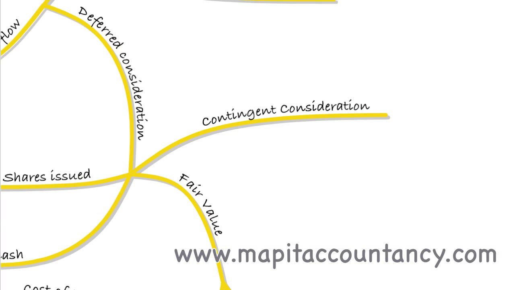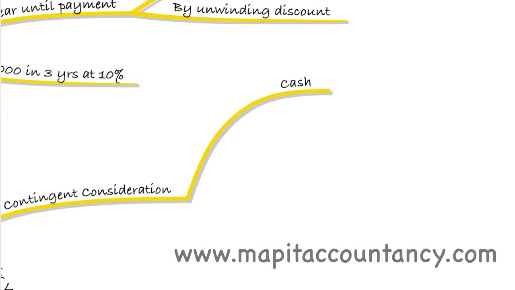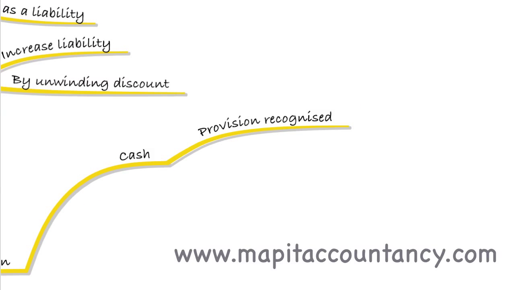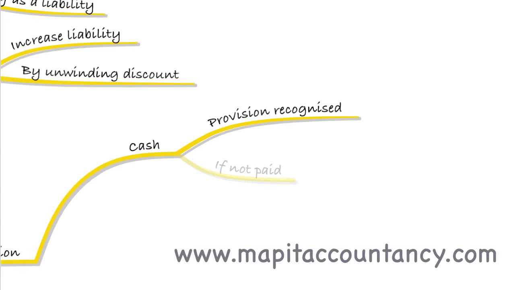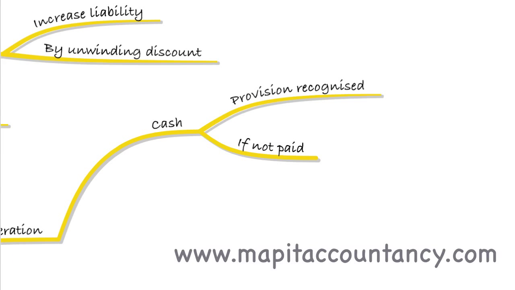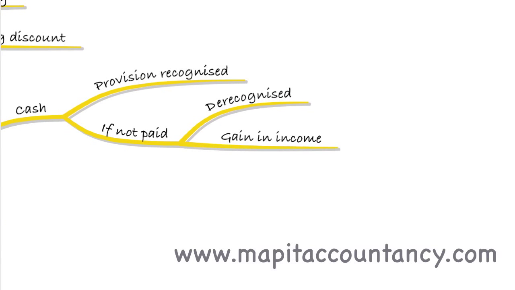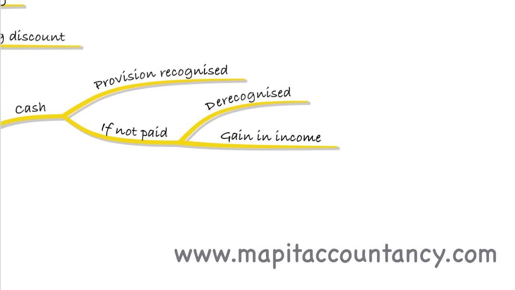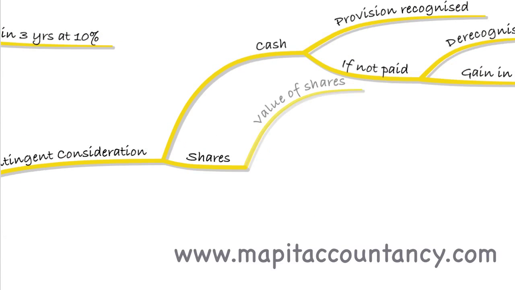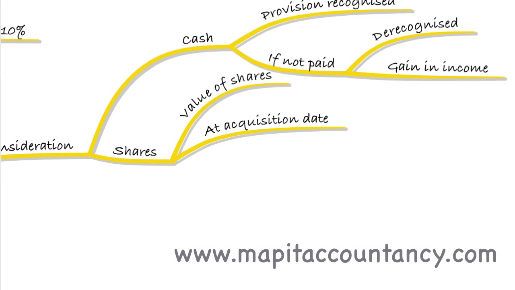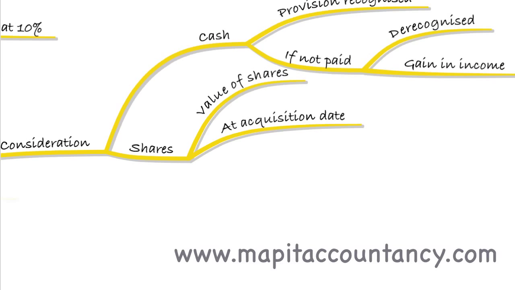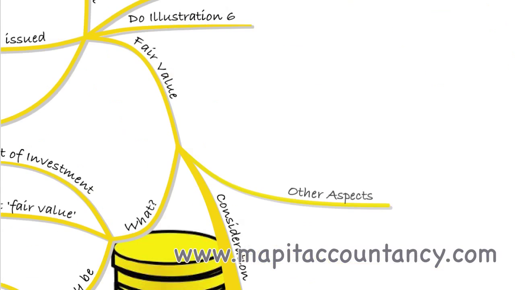We then went on to look at contingent consideration. Remember, contingent consideration is always brought into the goodwill working in full. So if it's cash, we bring in a provision in the statement of financial position. So we debit the goodwill working with the full amount of the contingent consideration, and then we recognise a provision. If we don't subsequently have to pay that consideration, we then de-recognise the provision and take the gain to income. We don't change our goodwill working. When it's shares, the value of the shares will be the consideration, and that's at the acquisition date. So we did illustration 6 that covered all of that.